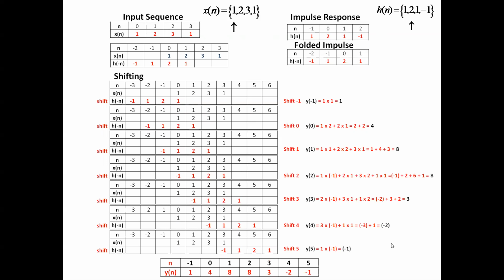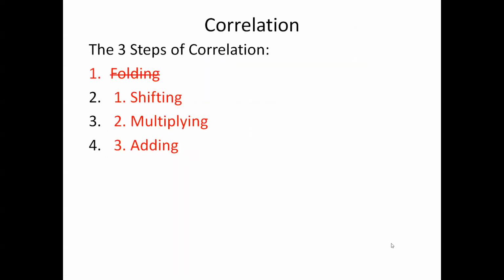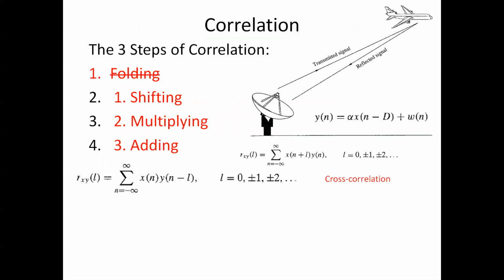Now coming to correlation, we are having 3 steps instead of 4. The folding is dropped because here we are correlating 2 signals. Right? This is very common in radar and sonar, where signals are transmitted and reflected back. For example, if the signal sent is x[n], it will be returning with a delayed version. So x[n minus d] will come back. Alpha is the attenuation and w[n] is the white noise. So the cross correlation is r_xy, giving this.